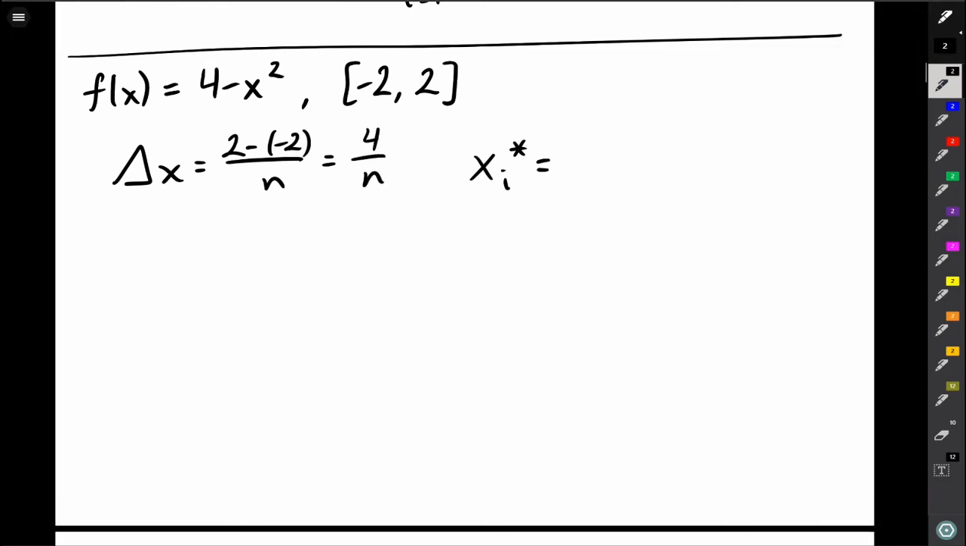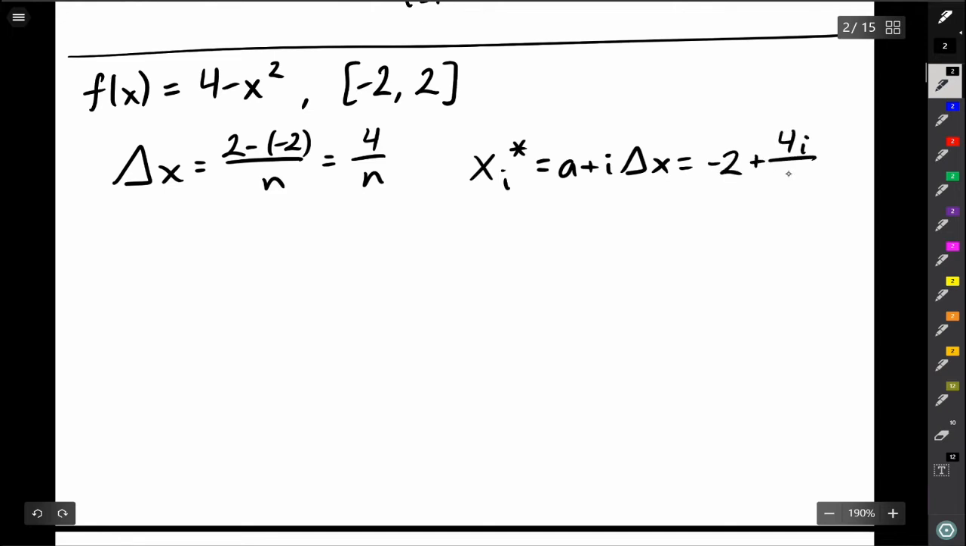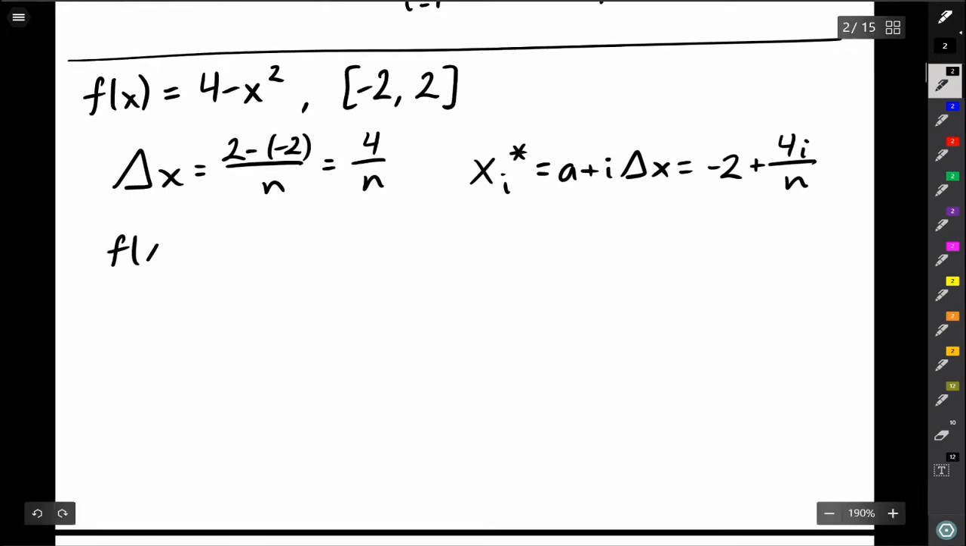Right? For xi star, again, we can use left endpoints, right endpoints, or midpoints for this. My recommendation is do the right endpoints. It's the simplest one here. Right? So in this case, we get -2 plus 4i over n. Okay? So now that we have xi star, we need to compute f of xi star.